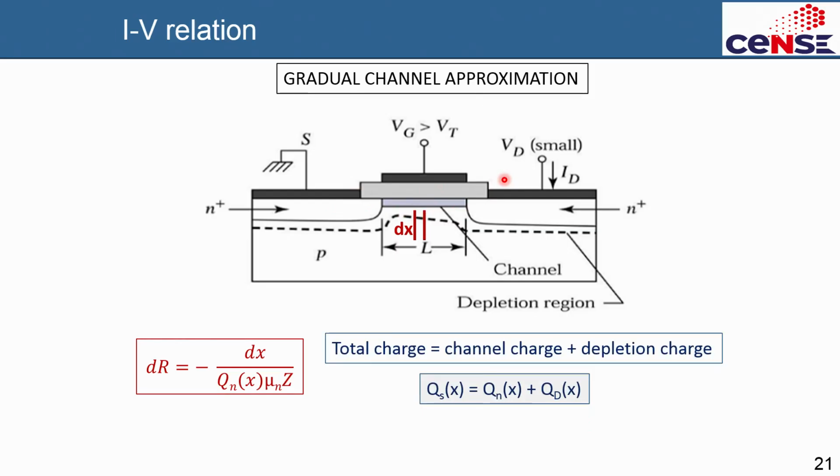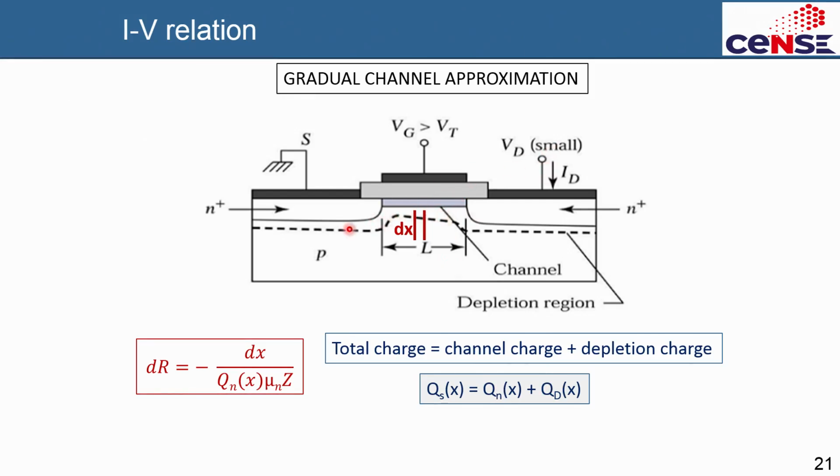Now, let us take a minute and look very carefully. The total charge in the semiconductor here is called Qs, the semiconductor charge, which will also vary as a function of x. The total charge in the semiconductor is the inversion charge plus the depletion charge. There will be some depletion charge, right? You are also applying a voltage here.